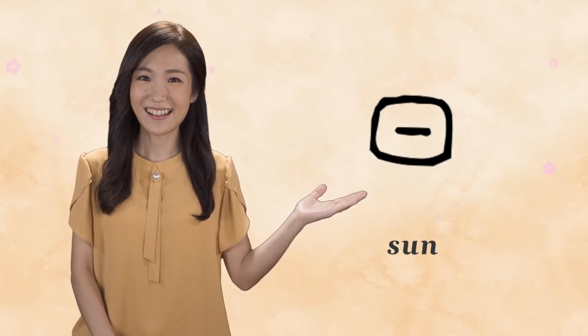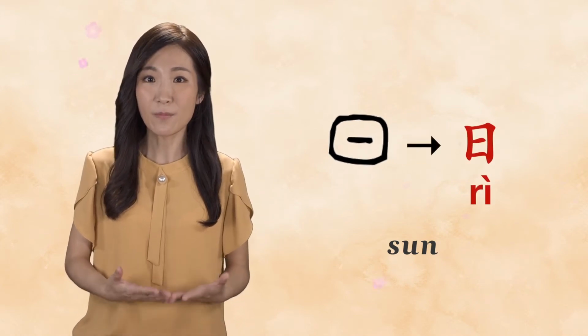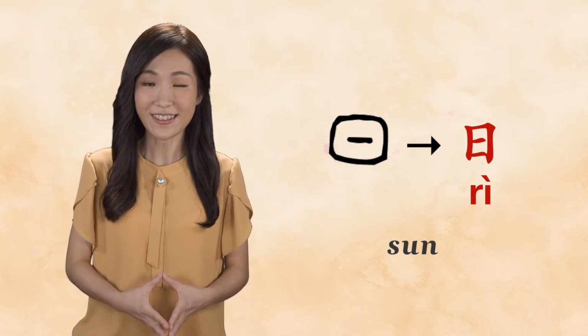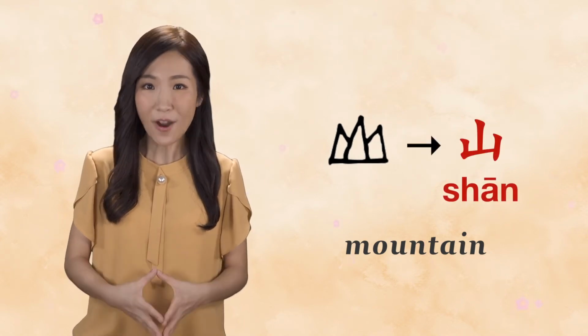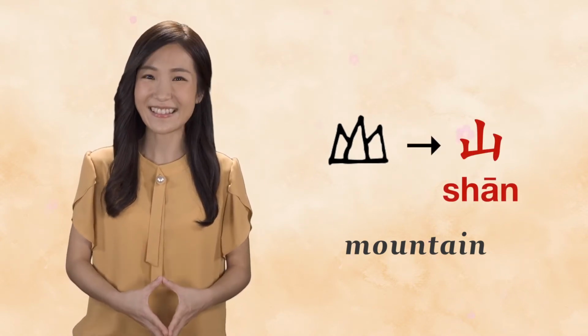The first example is the word sun. This word was originally rendered as a picture looking like the circle of the sun in the sky. This gradually morphed into the modern character for sun, 日. The second example is the word mountain. It was originally rendered as a picture, and this pictograph ultimately evolved into the modern character 山.